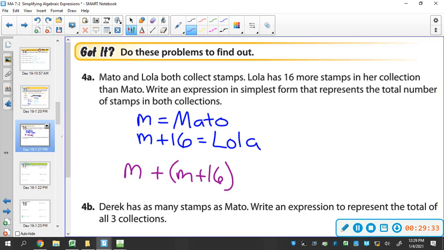To simplify, I know that M and M are like terms. So M plus M is really 2M, and there are no other constants, so it would be just plus 16.